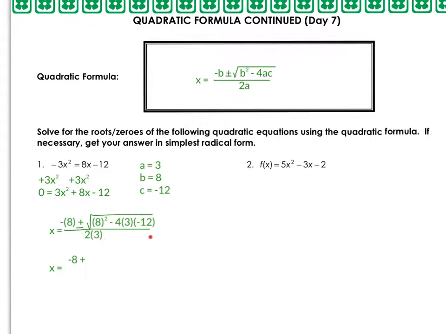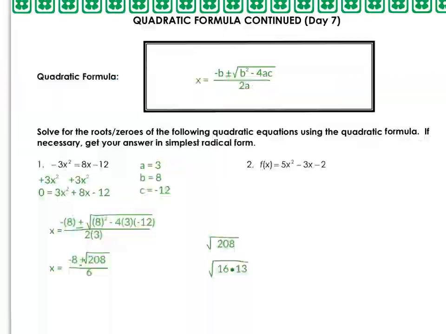The only way to get what number is under the radical is to put all of this in your calculator and get the answer, which would be 208, but then I need to put that under the radical. And then 2 times 3 is 6. Now we need to simplify that radical 208.